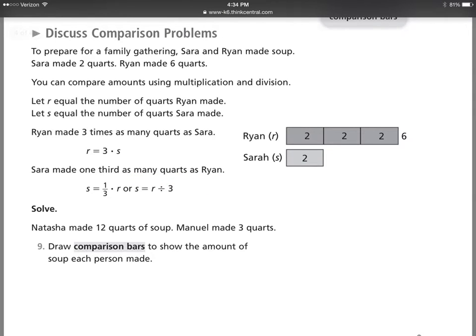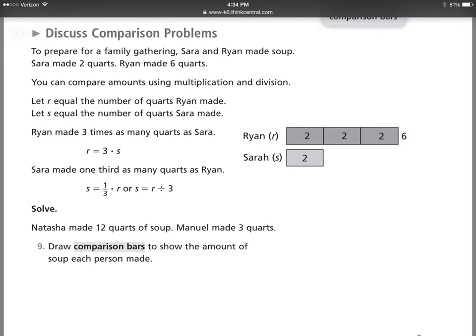And as we're saying these things, we need to be able to write expressions and write mathematical equations. When we say Ryan made 3 times as many quarts as Sarah, then we would use R to represent Ryan, which equals 3 times as much as Sarah. If we didn't know what these amounts were, we would just simply use the letters to represent those amounts.